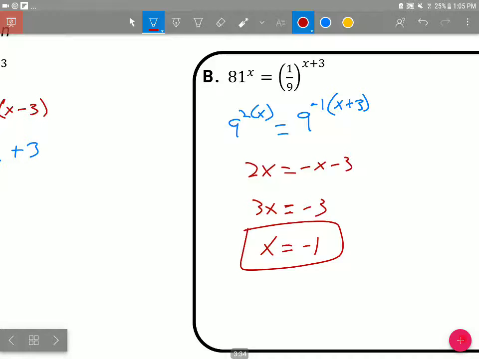Well, negative 1 times x is negative x. Negative 1 times 3 is negative 3. You have to distribute it all the way across. You can't just make the first term negative. You have to flip the signs on everything.